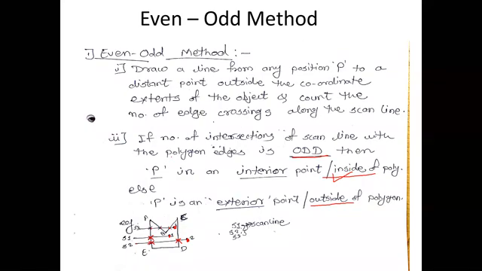Now we will proceed further. In case of the even odd method, we have to consider some special cases. Okay, this is a very important question from the exam point of view. You can note down that if the number of intersections is odd, then it is inside of the polygon, and if the number of intersections is even, then it is outside of the polygon. And you can draw this diagram also just for understanding.